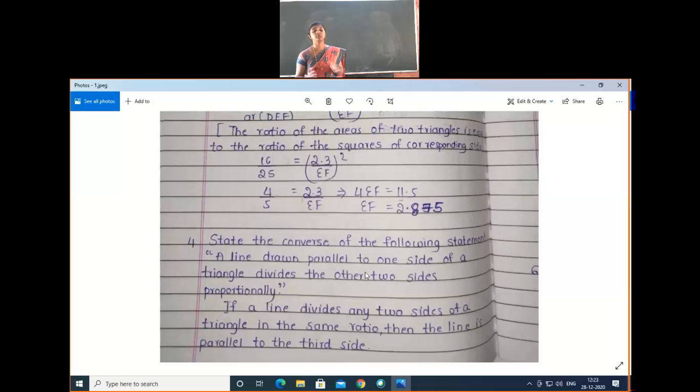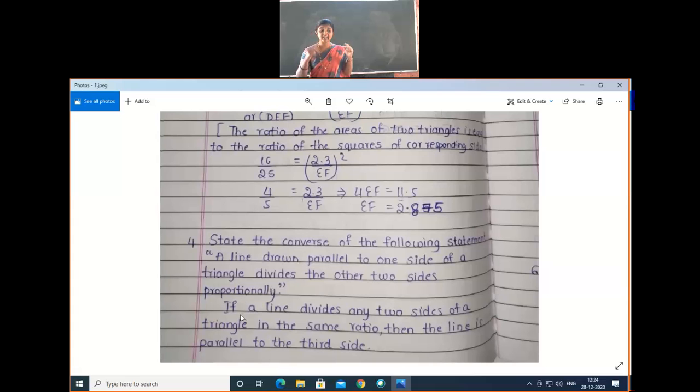Yes. Now the fourth question is like this: state the converse of the following statement. One statement is given, and for that you have to give the converse. The statement is: if a line drawn parallel to one side of a triangle divides the other two sides proportionally. Now you have to give the converse of this statement.